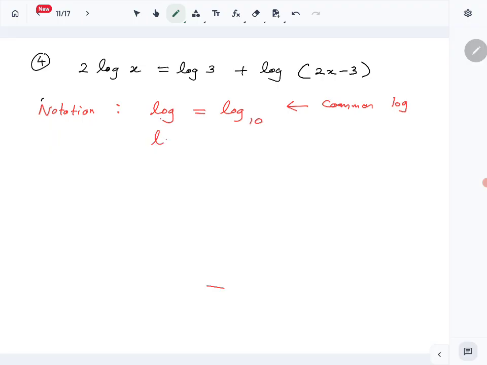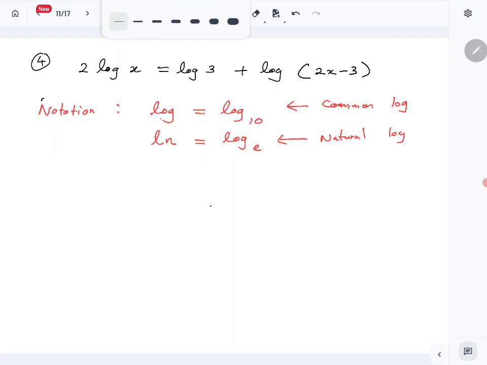There's another one you will encounter, ln. Ln means log base e. So log base e shorthand notation is ln. That is called natural log. Right. So in this question, we are dealing with base 10 logs. Okay. Log means just base 10. Right.